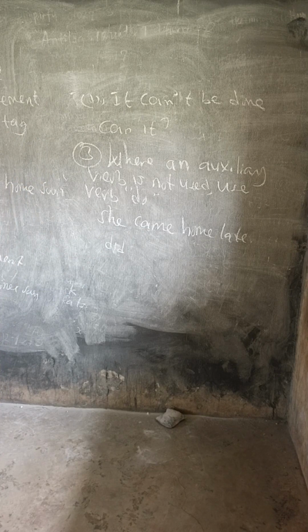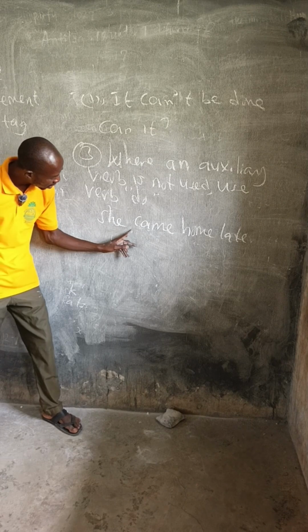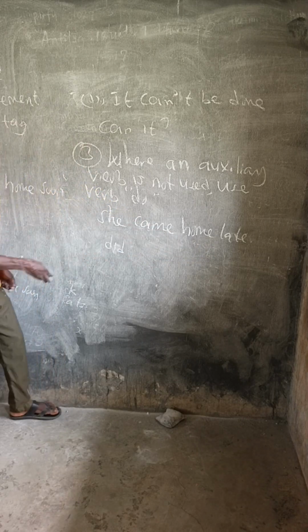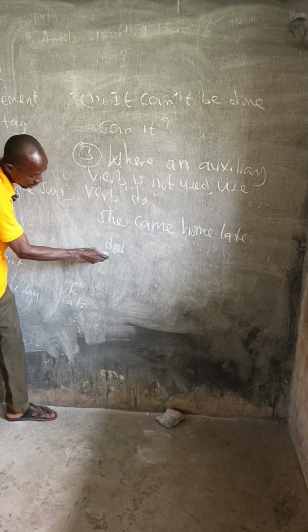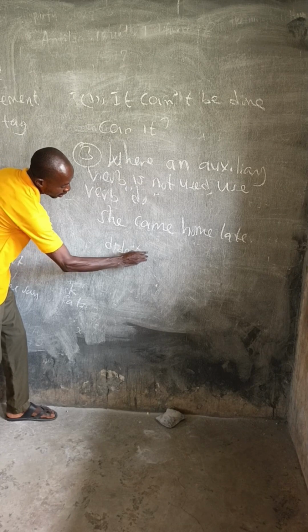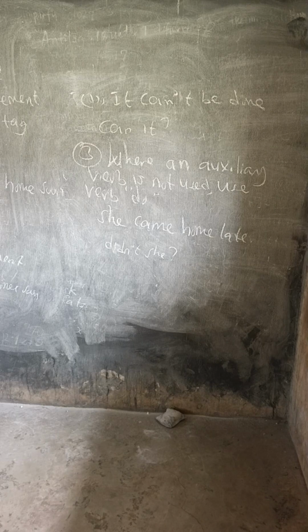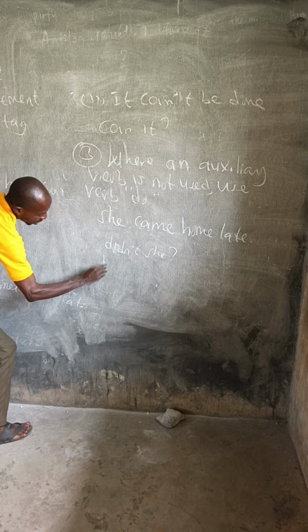Is it clear? Yeah. So in this case now, you ask yourself, this statement now, is it a positive or negative statement? It is a positive statement, okay? And so it will take negativity, isn't it? It will now be what? "Didn't she?" So you have to know, okay? Are we together? Yeah.